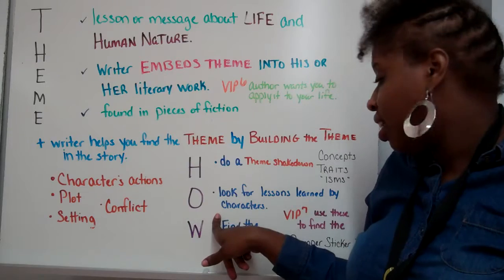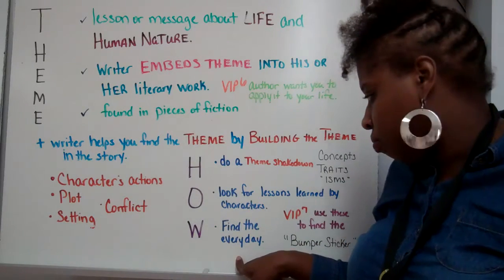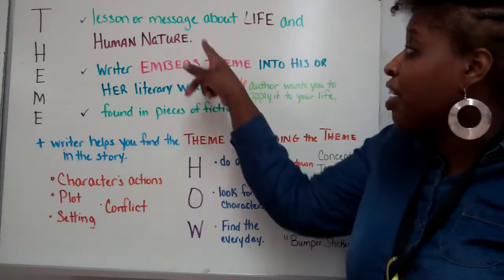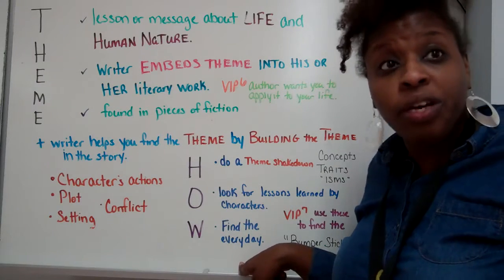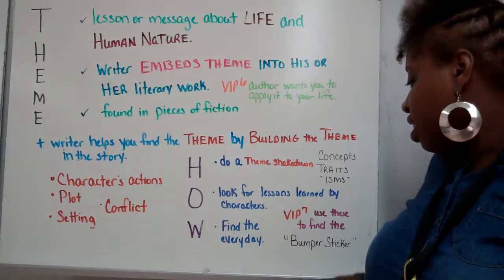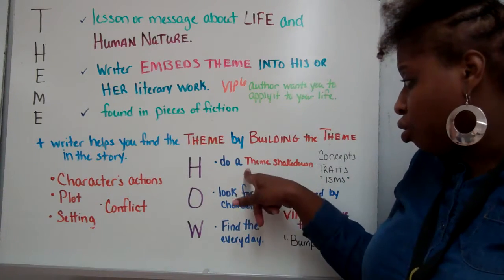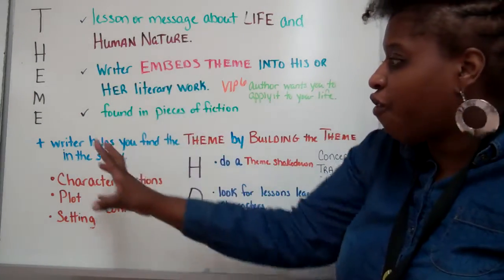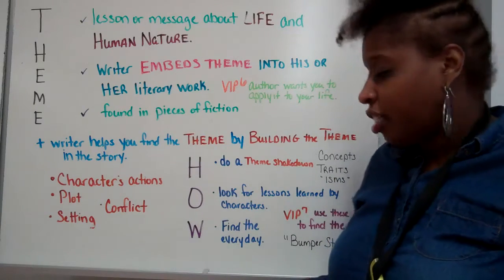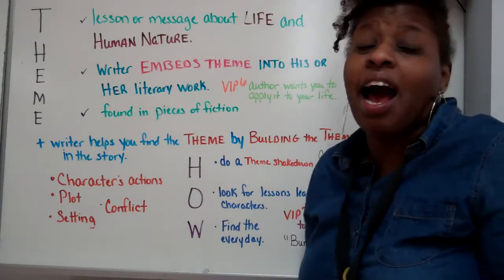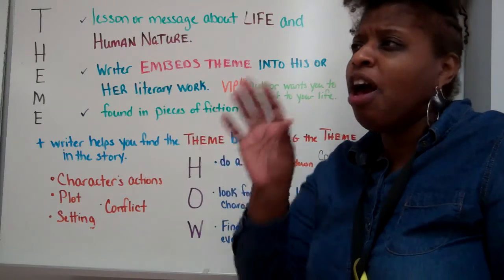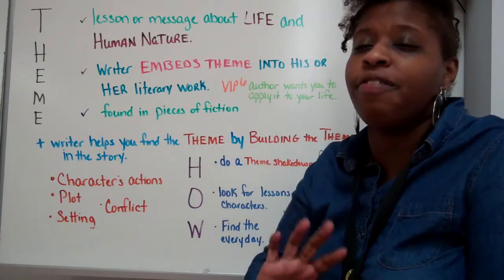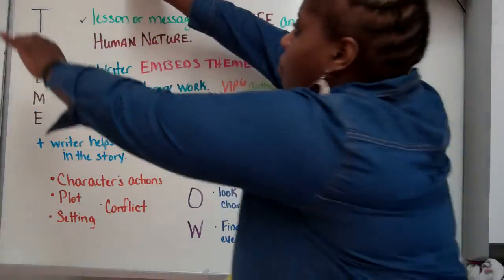Once we find the lessons, that's typically where we're going to find the everyday. And what do I mean by the everyday? Find the everyday lesson or life or human nature situation that we see in our everyday life. And then finally, VIP number 7, we use these 3 to find the bumper sticker saying. So you're going to use all 4 of those theme shakedowns that I discussed to help you find the theme in the text. And honestly, it's really not that hard. You see the theme from the moment you begin the text. That's why one part of the power standard is to see how it develops and emerges.